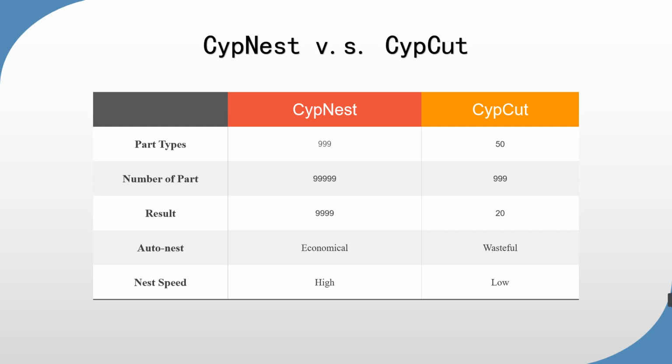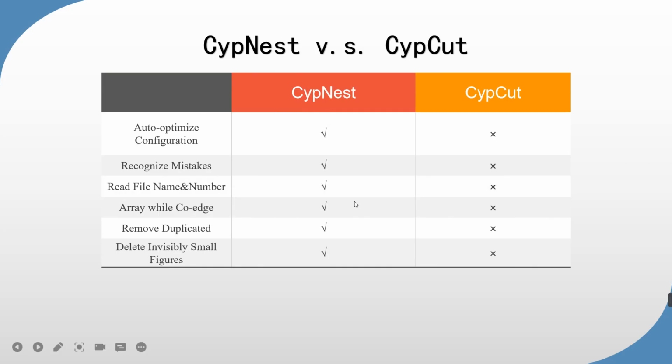99,999. Third, CypCut can generate only 20 results at a time, but CYPNEST can do 9,999, which, let's say, with no limit. In conclusion, CYPNEST perfectly meets your demand of large quantity nesting.